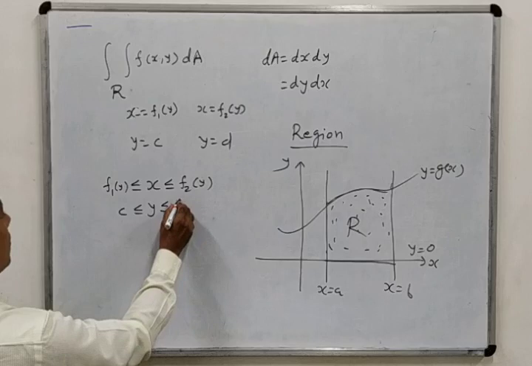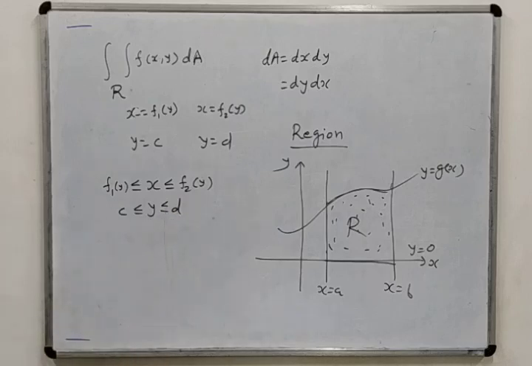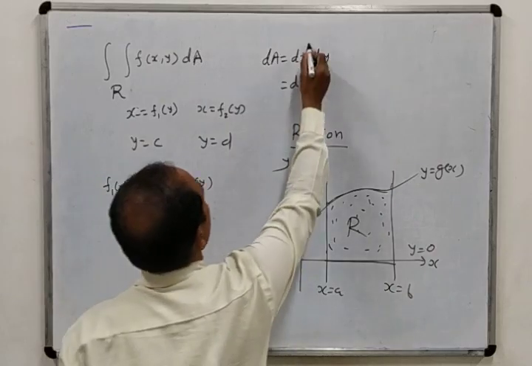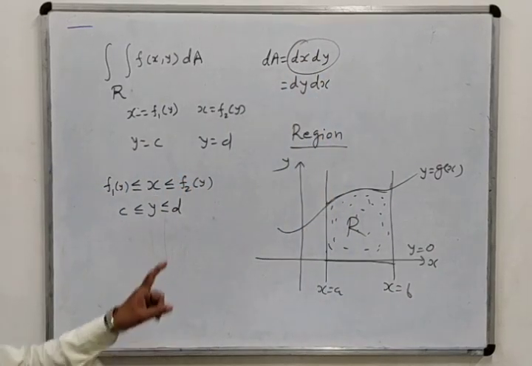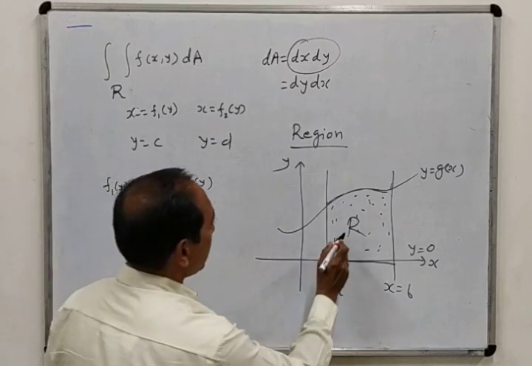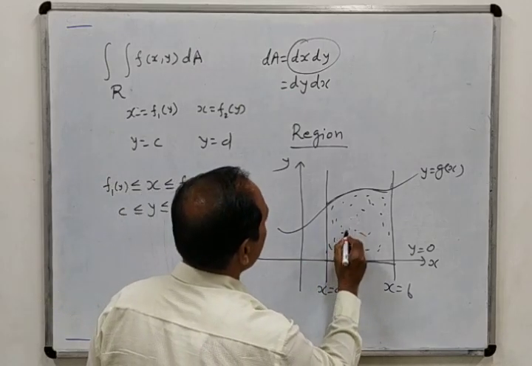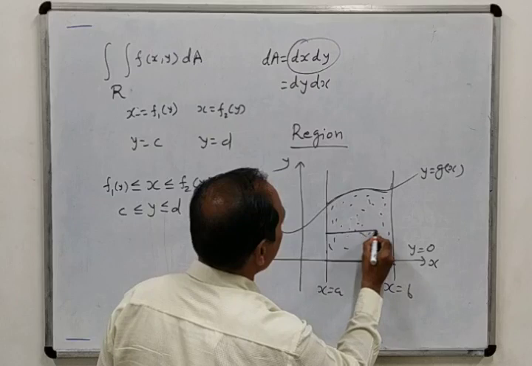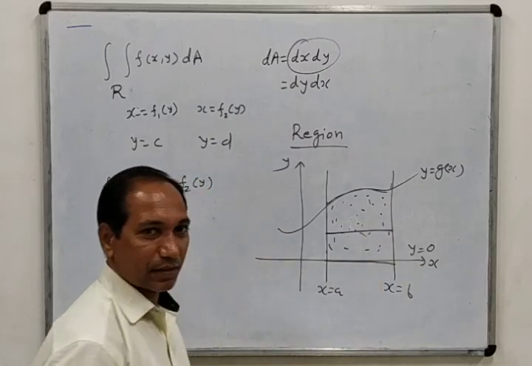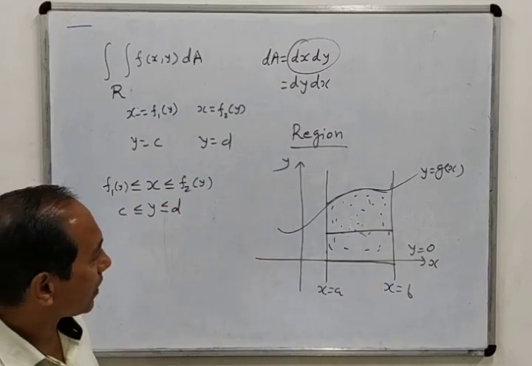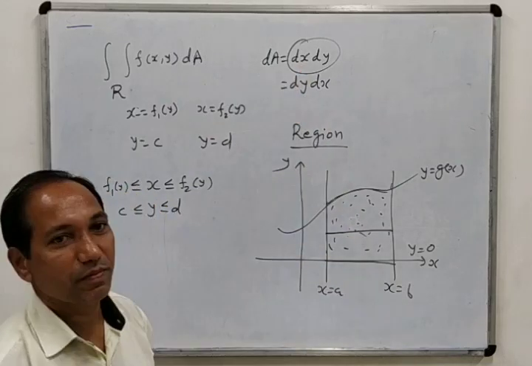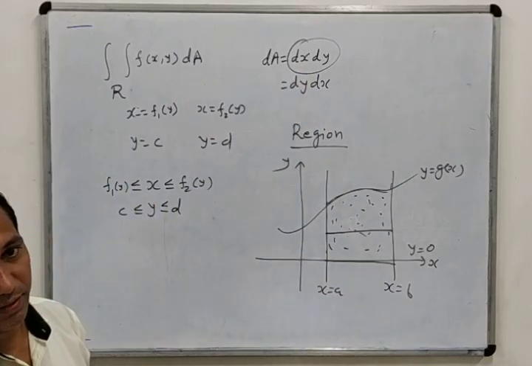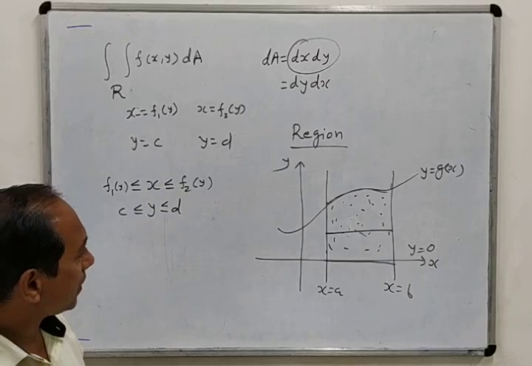And this is less than or equal to c to d. In this way we determine the limits of x first. That means if we want to integrate in this way, then in this region R, we need to consider one strip line parallel to x-axis, because we want to integrate first with respect to x. Are you clear with this?